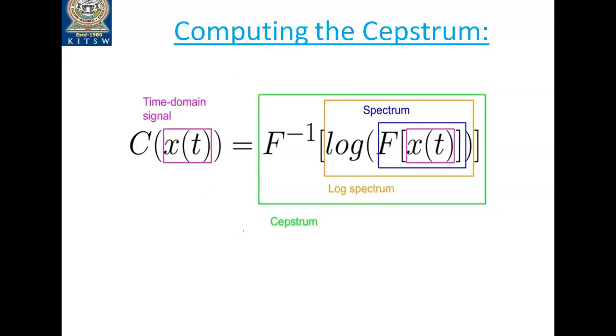Now, how do we compute the cepstrum? This is how we can represent it mathematically. C of x of t, where x of t is the time domain signal, is equal to the inverse Fourier transform of the log of the power spectrum. So F inverse of the logarithm of the Fourier transform of the time domain signal. When you apply the Fourier transform to the time domain signal, that is the spectrum. When you apply the logarithm, that becomes the logarithmic spectrum. And when you apply the inverse Fourier transform, that becomes the cepstrum. This is how we compute the cepstrum.